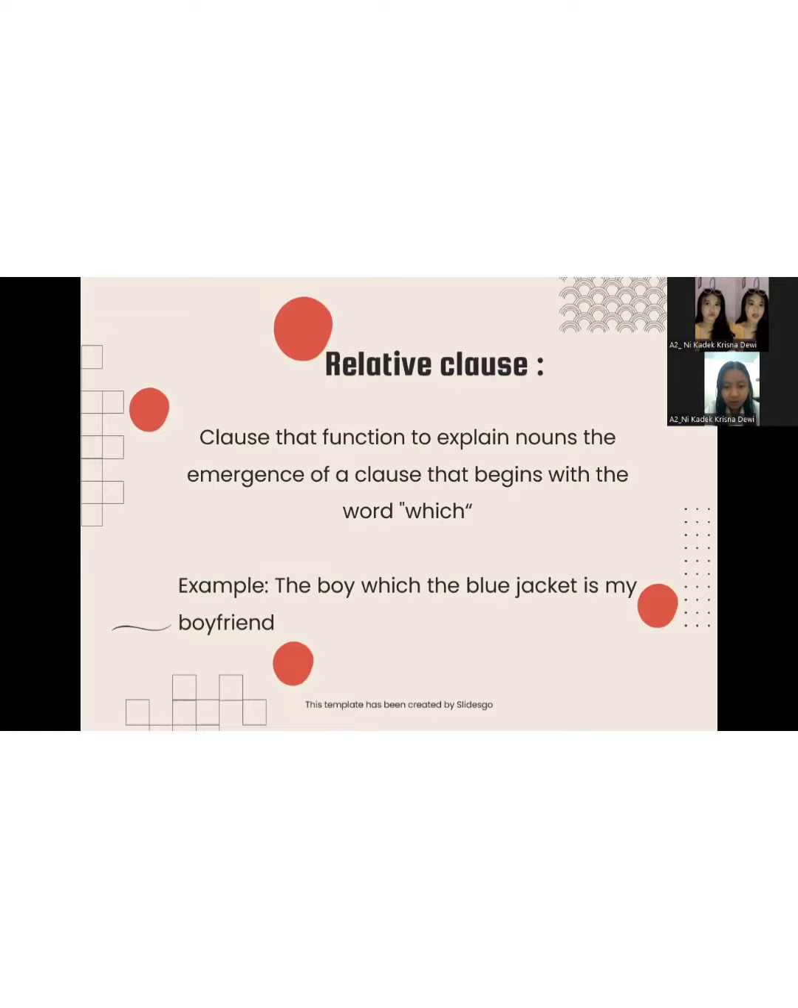Relative clause. Relative clause is clause that functions to explain nouns, the emergence of a clause that begins with the word which. For the example, the boy with the blue jacket is my boyfriend.